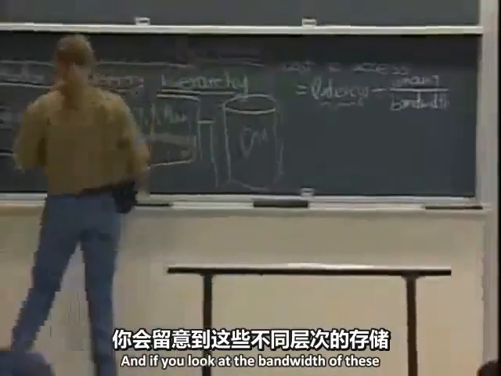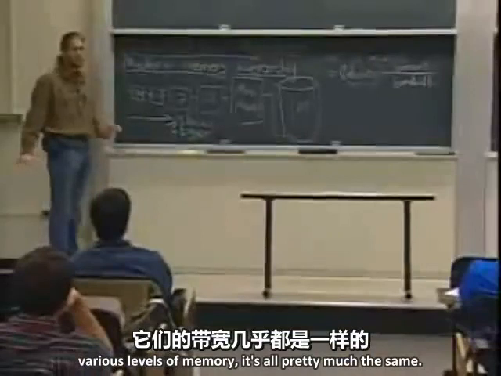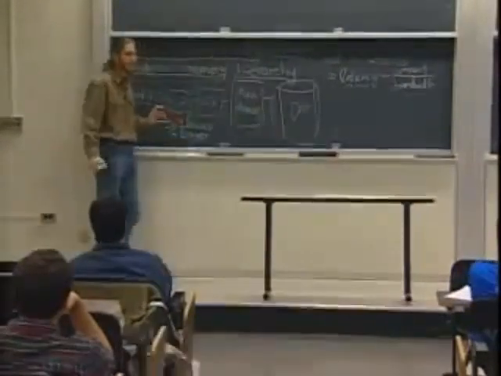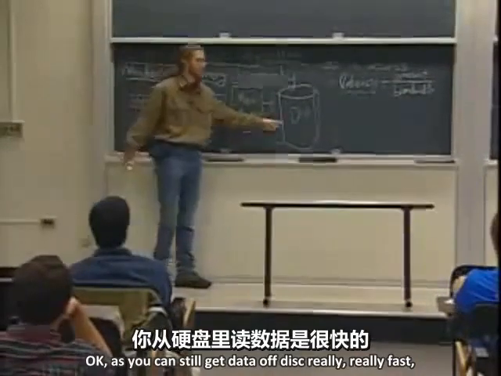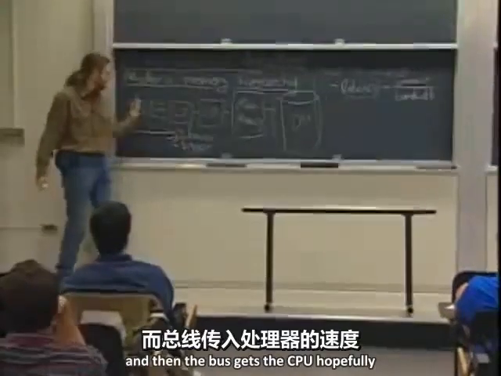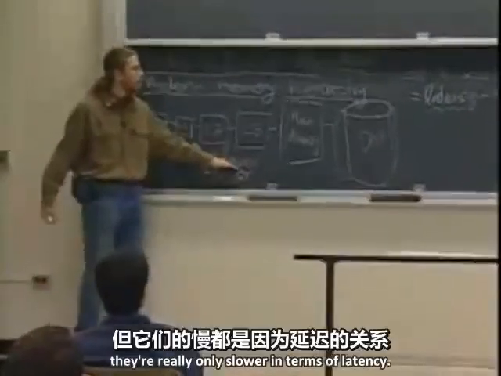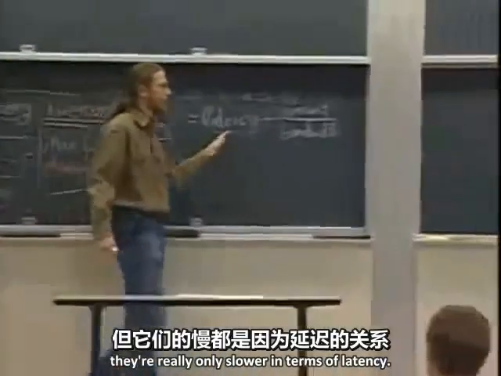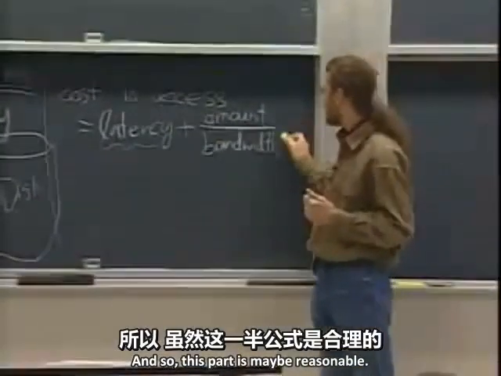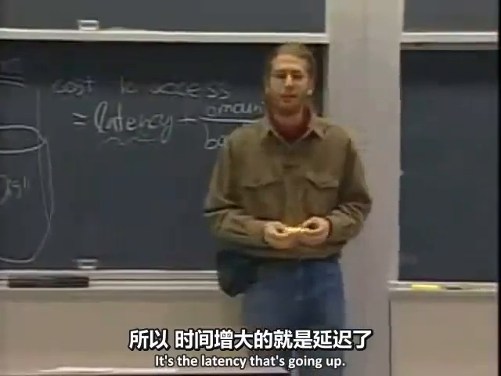And if you look at the bandwidths of these various levels of memory, it's all pretty much the same. If you have a well-designed computer, the bandwidth should all be the same. You can still get data off disk really fast, usually about at the speed of your bus, and then the bus gets it to the CPU, hopefully, as fast as everything else. So even though they're slower, they're really only slower in terms of latency. So this part is maybe reasonable. The bandwidth looks pretty much the same universally. It's the latency that's going up.